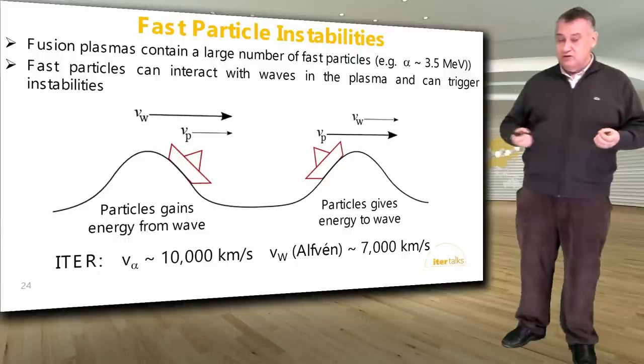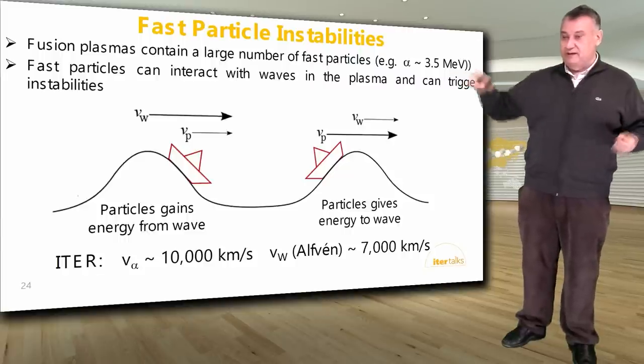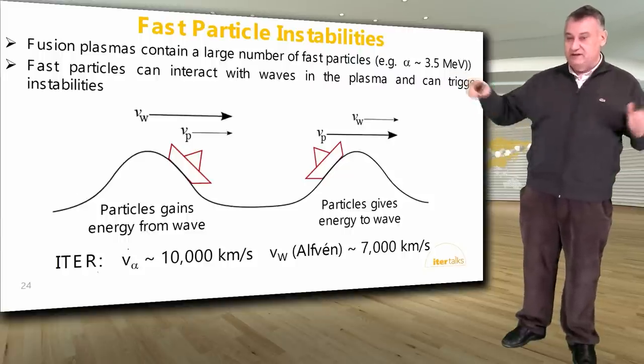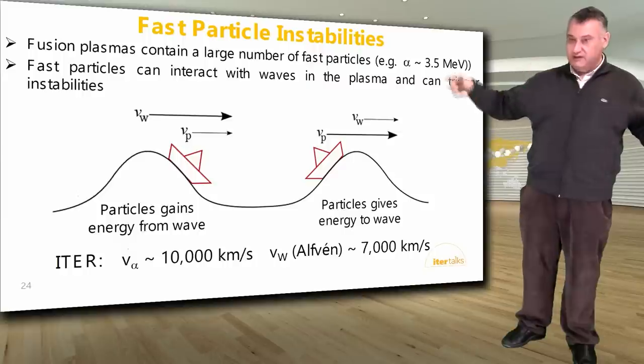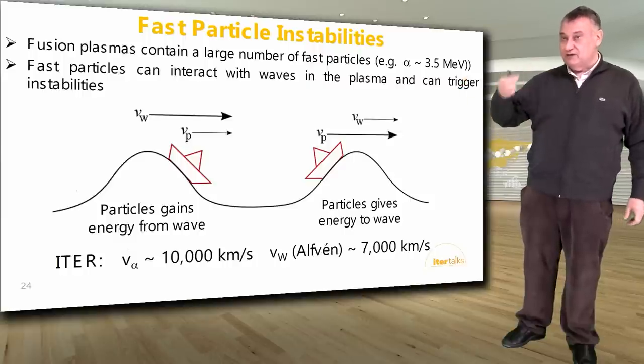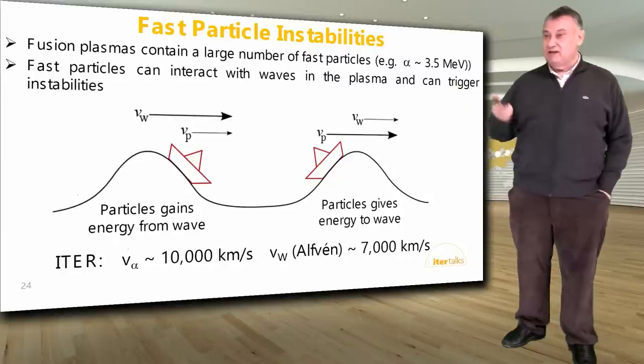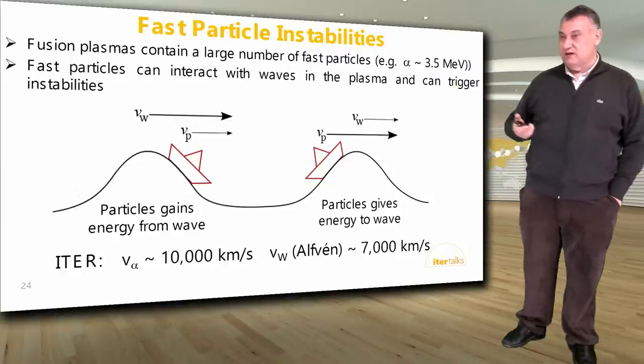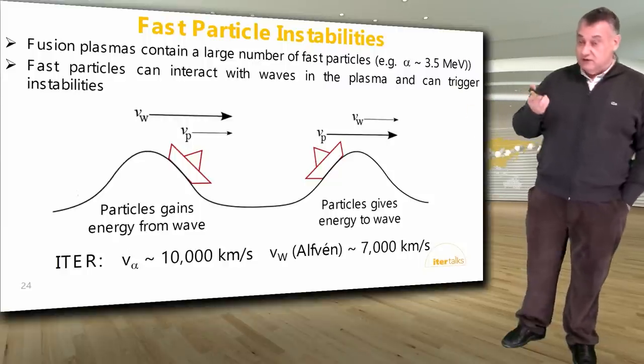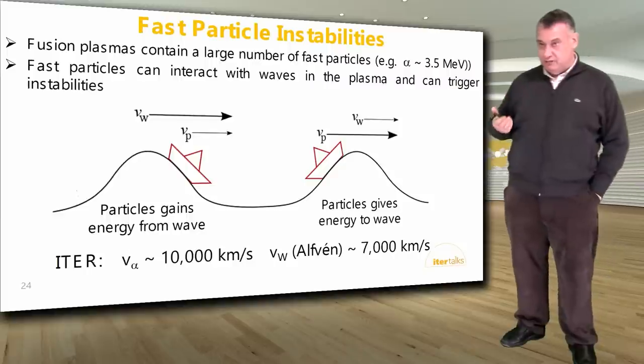And so, there can be a specific mechanism by which particles interact with the field. This is because waves can propagate along field lines, like the waves in the sea. The field lines can distort, as I mentioned, and the propagation speed of these waves is what we call the Alfvén speed, which in ITER is typically of the order of 7,000 kilometers per second. Alfvén got a Nobel Prize for this discovery.